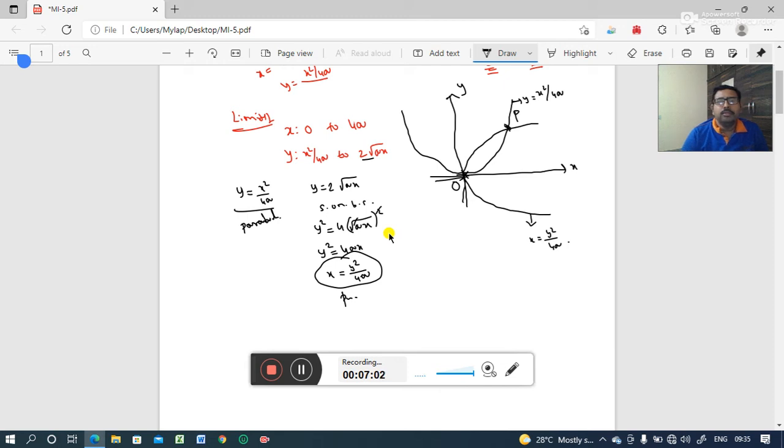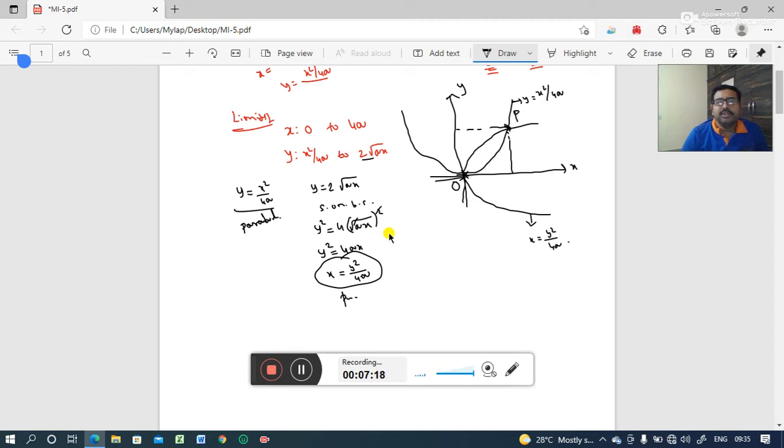Okay, so at P, what are the x and y values? If you join one dotted line from the x axis and from the y axis at point P, what is the x value?